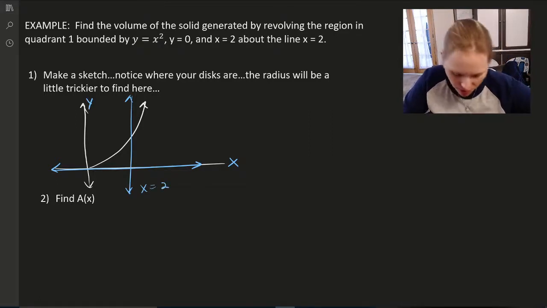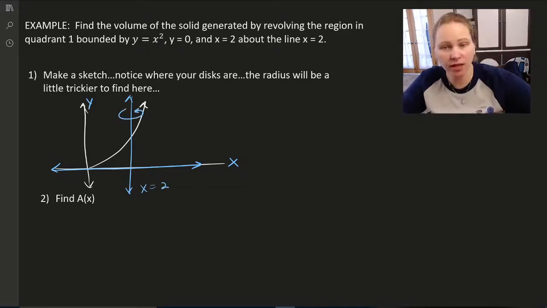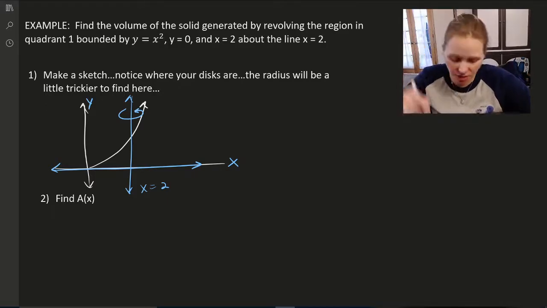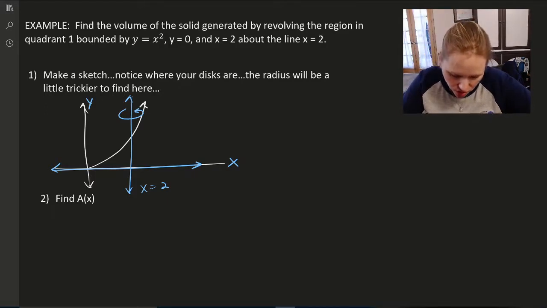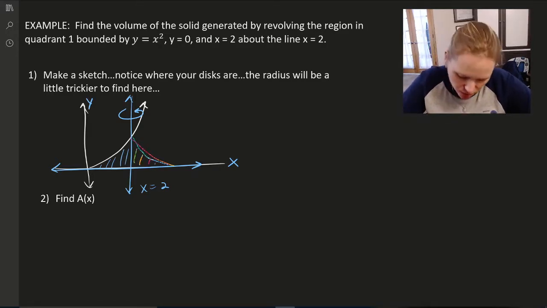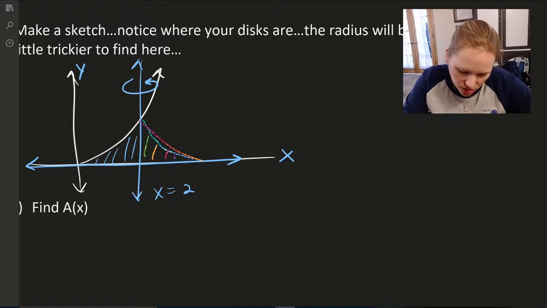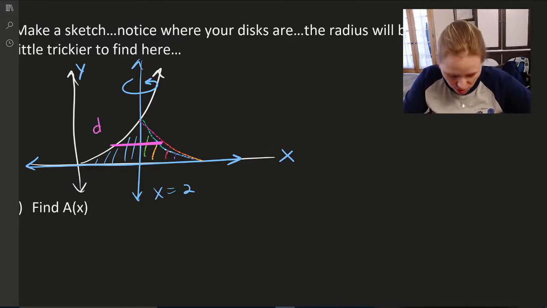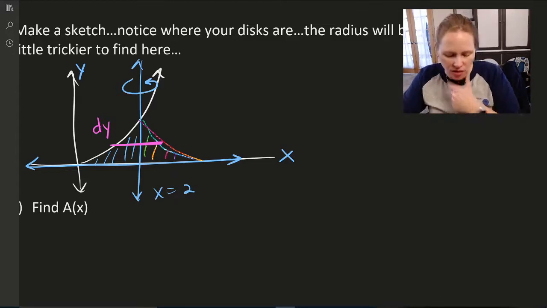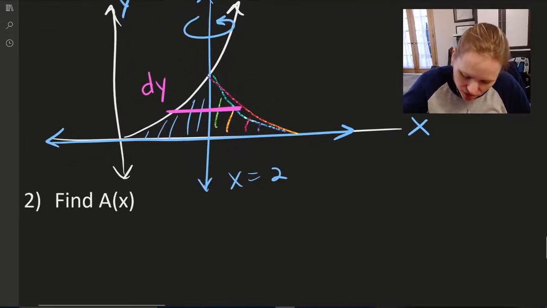Oh, and we're revolving around x equals 2. So I'm going to label that. And sometimes I'll label it with a dashed line, but here it's one of my boundaries. So the area in quadrant 1 here gets revolved this way. Weird. It's not around an axis. So, okay, well, let's approach it like we normally would. So I'm revolving this way, so my cross sections are perpendicular to the y-axis, so it's going to be a dy setup. And now my radius, this is my radius here, so let's zoom in.